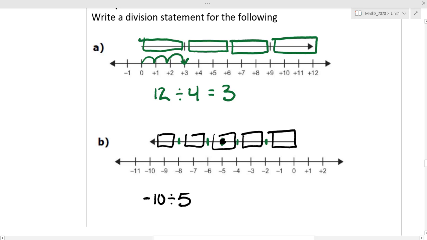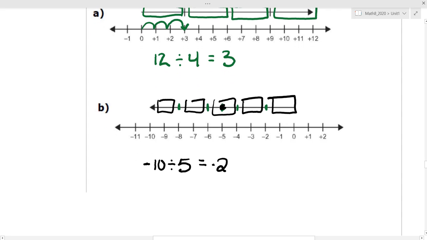So it'd be 10 divided by 5. And then you ask, how long is each section? They're too long. And they're pointing in the next negative direction, so negative 2, right? That's it. All right. So we're not going to do too much on that.